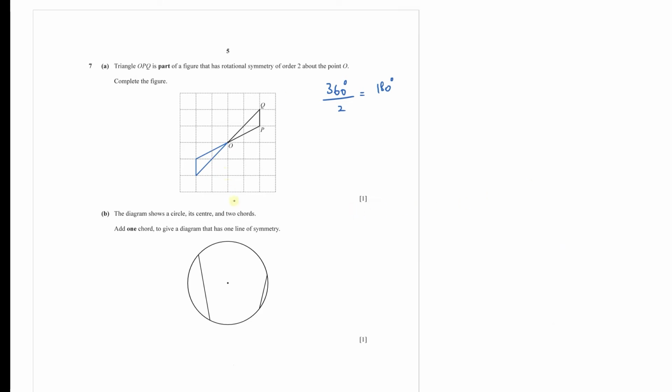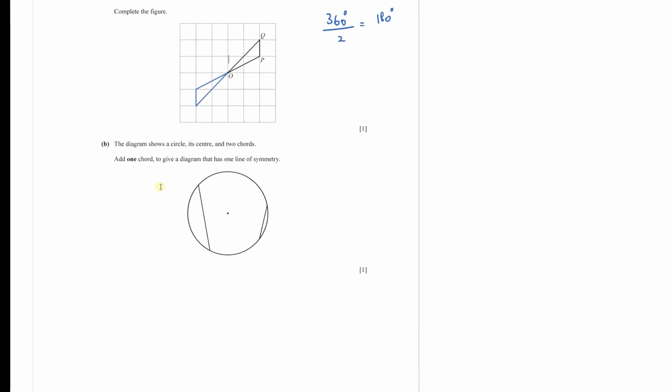So the next part, B, is the diagram shows a circle, its center and two chords. Add one chord to give a diagram that has one line of symmetry. So since this overall shape is a circle, that means the line of symmetry will pass through the center of the circle. So let's draw any arbitrary line here that passes through the center of the circle. So if this is the line of symmetry, that means this chord will have a mirror image on the other side of this line, which will be something like this. And then this chord will have another mirror image on this side, which will look something like this.